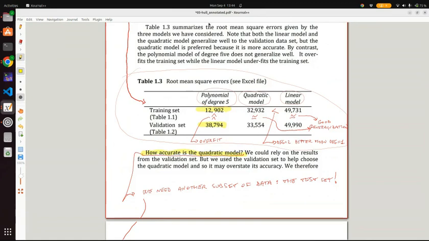And this means that we learned a very good approximation on the training set, but this approximation is not working very well on the test set. And so we say that in this case, we are going into overfitting. And then you can see that both the quadratic model and the linear model perform similarly on the training and on the test set.